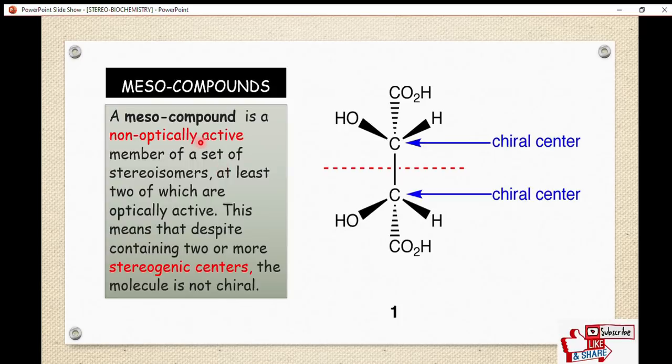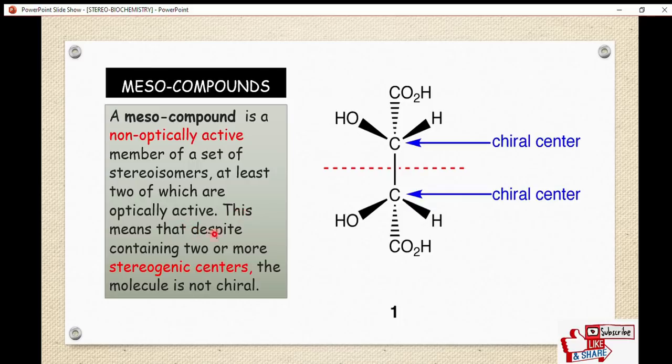Okay, so this is also a meso compound. So let's talk about a meso compound. What's a meso compound? A meso compound is non-optically active. The underlying word here is not optically active. A meso compound is a non-optically active member of a set of stereoisomers with at least two chiral centers. That means it has at least two chiral centers.